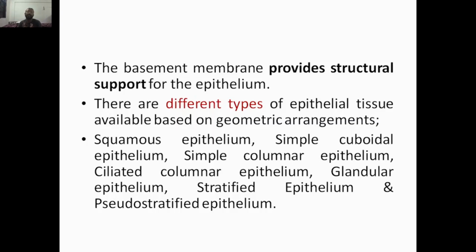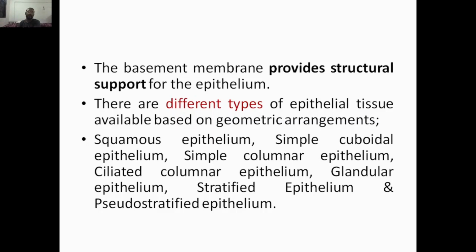There are different types of epithelial tissue available based on the geometric arrangements. What are those? Based on the geometric arrangements, we have the squamous epithelia, simple cuboidal epithelia, simple columnar epithelia, depending on the geometry, and ciliated columnar epithelium. Ciliated in the sense that a lot of cilia will be there, or a lot of hair-like or ribbon-like structures will be there. Then glandular epithelium, then stratified epithelium, and pseudo-stratified epithelium. These are some of the types.